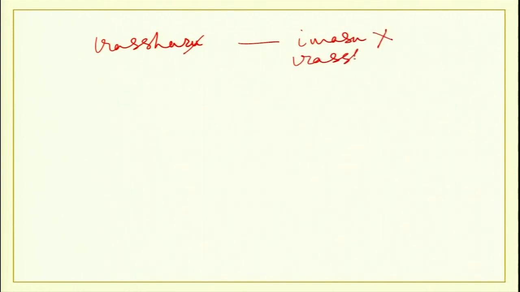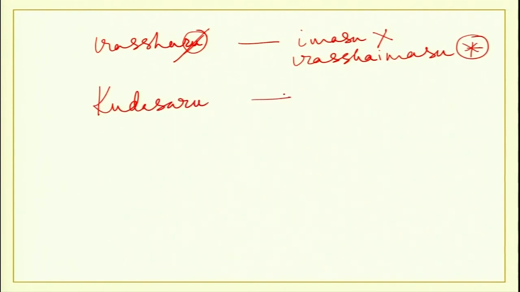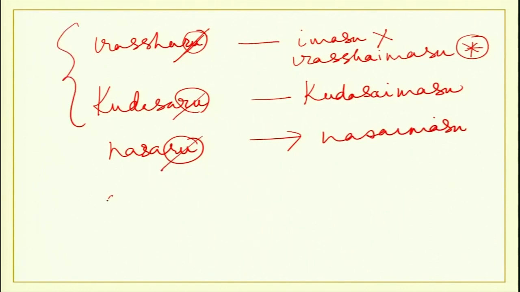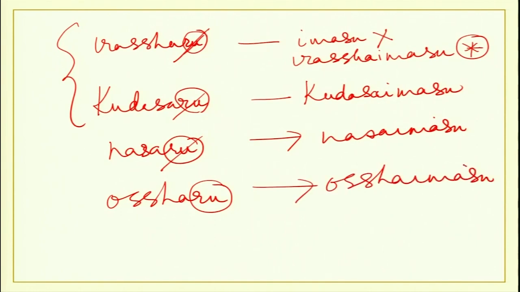But that does not happen over here. It is irasshaimasu. So the ru is removed over here. Please remember, and not u. This is an exception. In a similar manner, kudasaru. Again, you will remove the ru over here and kudasaimasu. Nasaru, again nasaimasu. Osharu and oshaimasu. You will see over here, but just concentrate on these two at the moment, and we will do these two later.